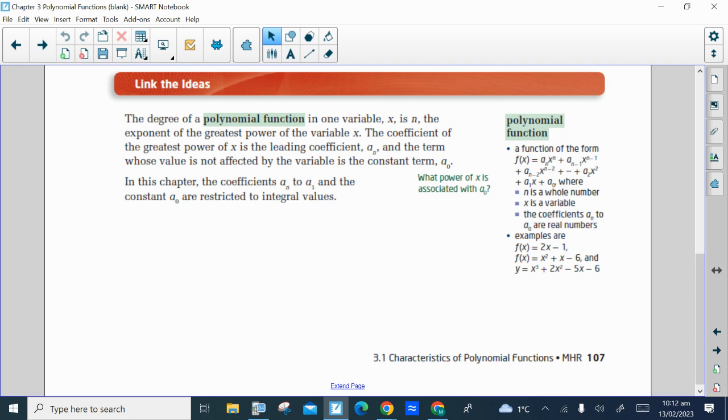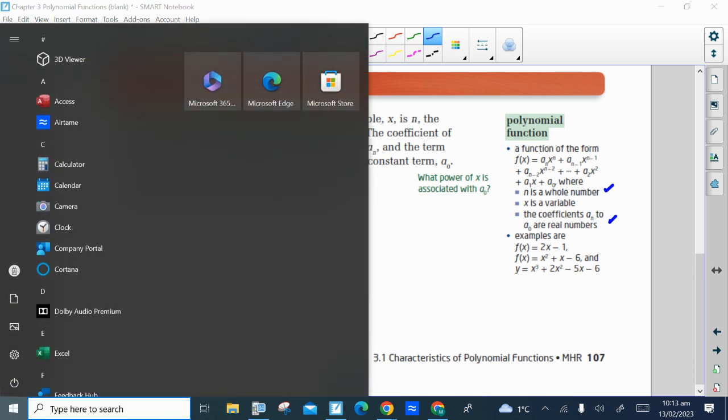And if you look at what it says down below here, it says that n has to be a whole number. So in order for it to be a polynomial function, the exponent has to be a whole number. It can't be a fraction. It can't be a variable. And we'll see some other examples of different n values that will make a function not a polynomial function. So x is a variable. The coefficients are a sub n through a sub 0, and they must be real numbers. So no imaginary numbers. An example of an imaginary number would be the root of a negative.